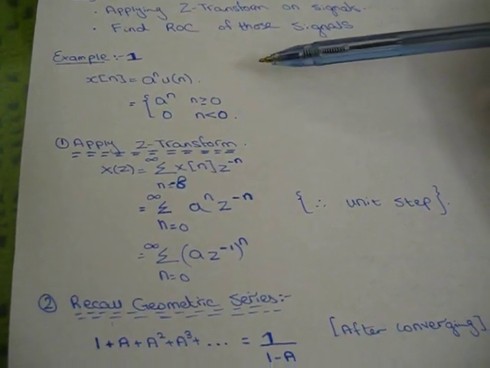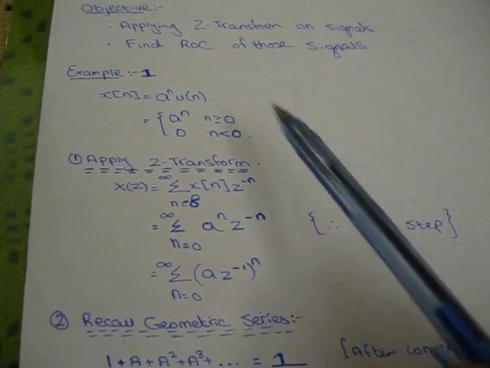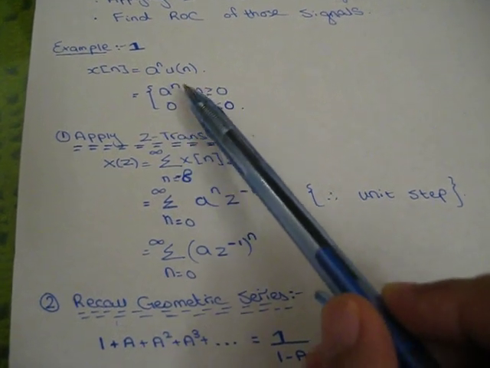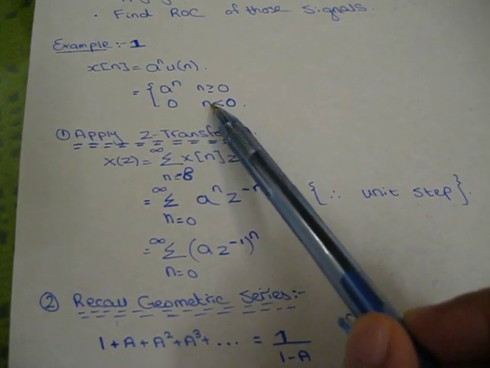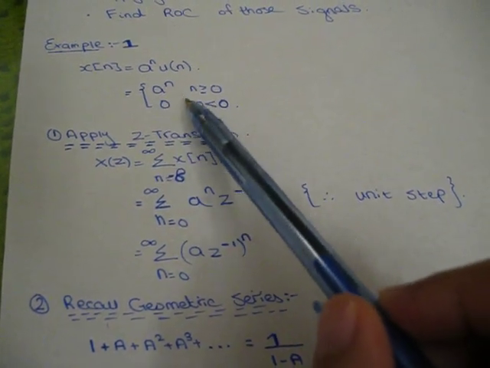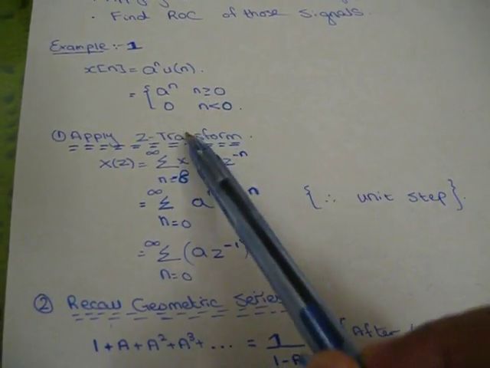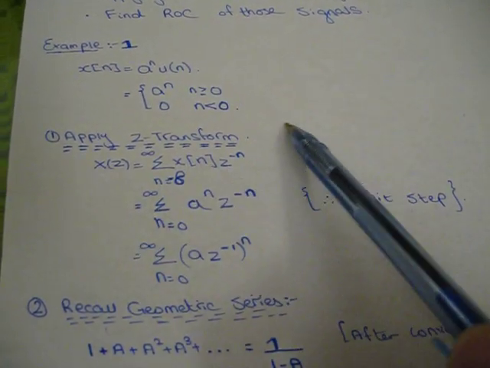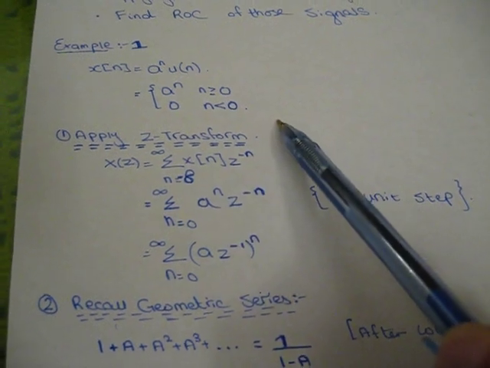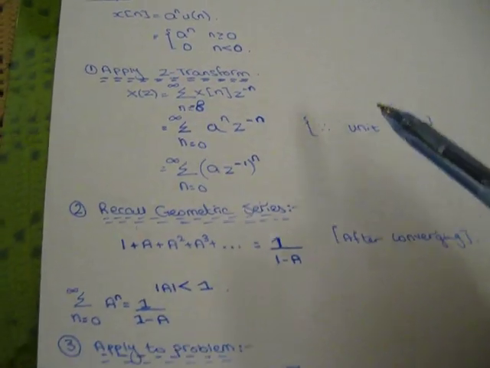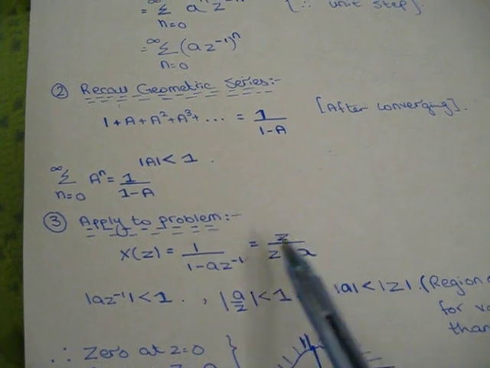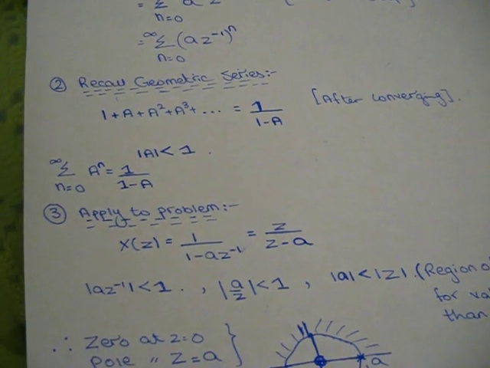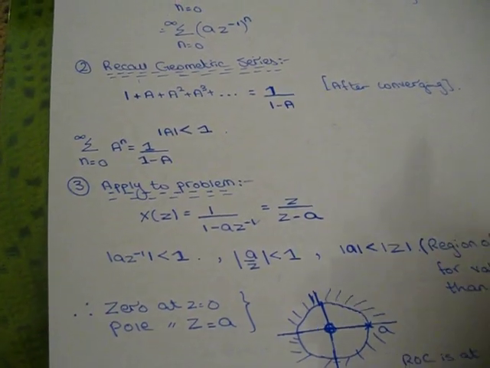For example, considering example 1, x of n equal to a of n u of n. Now we know that the answer is a of n when n is greater than or equal to 0, because u of n is the unit step function, and 0 when n is less than 0. Now when we apply the whole process of Z transform, we will get the final result as Z over Z minus A.